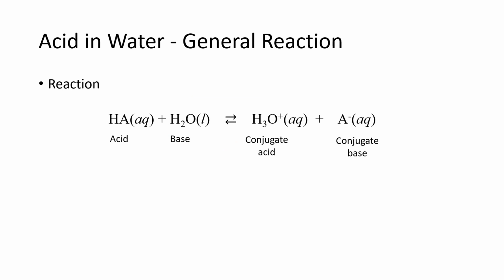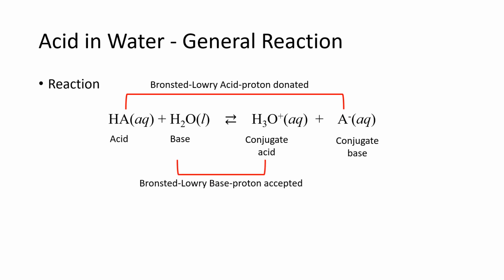Let's review. A Bronsted-Lowry acid donates a proton, and the remaining species, usually an anion, is the conjugate base. A Bronsted-Lowry base accepts a proton, and the new species is called the conjugate acid.